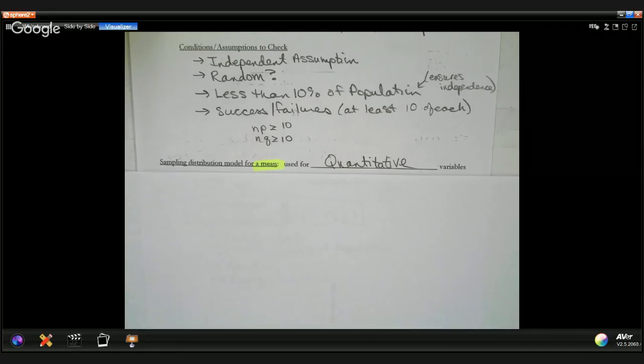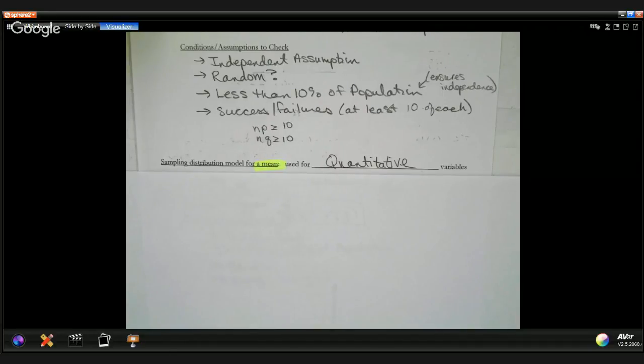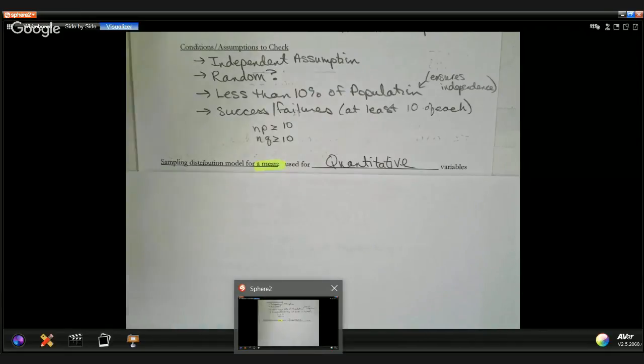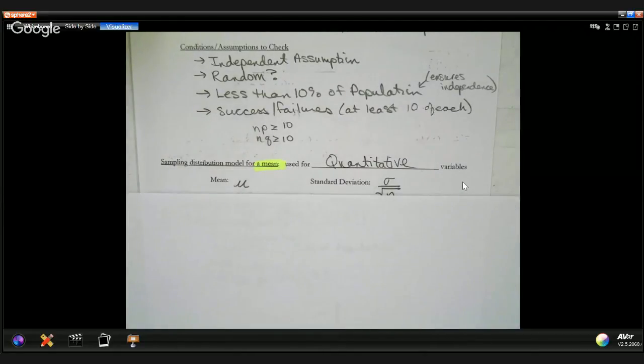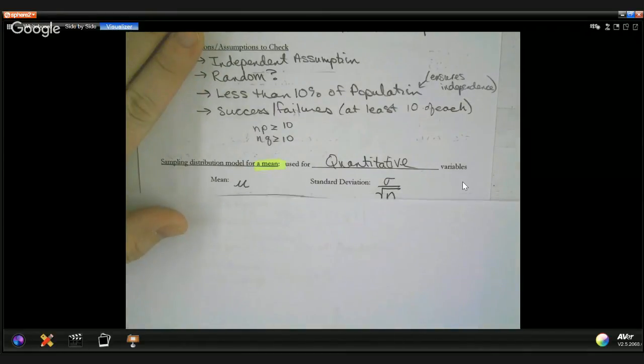Okay. So what we're talking about in this lesson is we're continuing with sample distributions, but now we're going to focus on a mean. And so the sample distribution of a mean is when you have quantitative variables. And the formula for mean is that they're going to give you the mean, and the standard deviation is just the standard deviation they give you over the square root of n. And remember, n represents the number of people in the sample or the number of items in the sample.